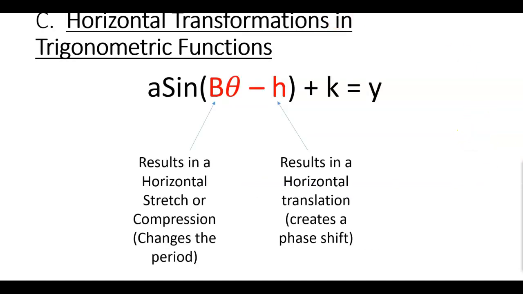So that's a lot of talk that I'm giving you, not a lot of practice, but here it is. Horizontal transformations and trig functions. We've already talked about the A, that's the vertical stretch, and the K is the vertical shift. Today we're talking about these. The B value results in a horizontal stretch or compression and changes the period. The H value here results in a horizontal translation, also known as a phase shift.